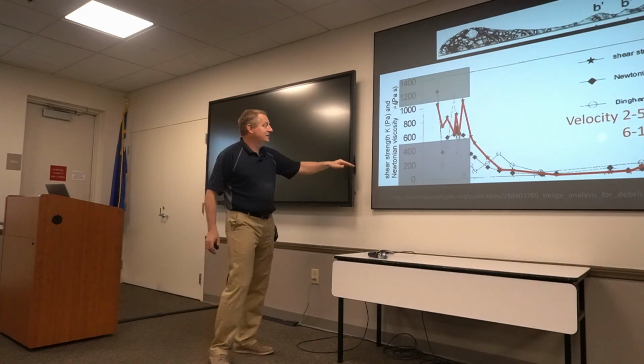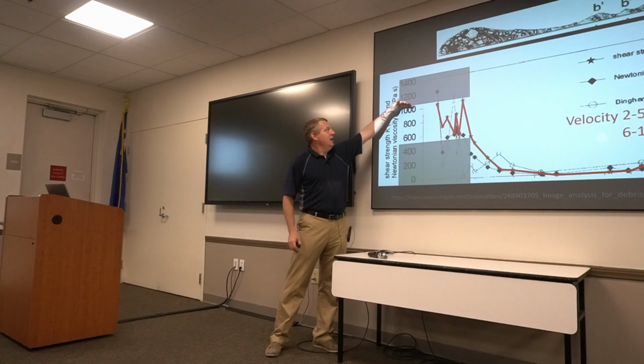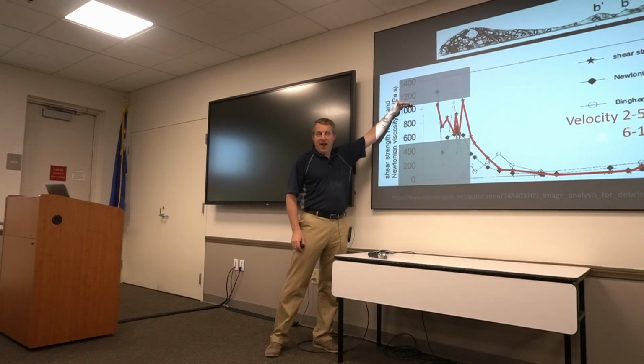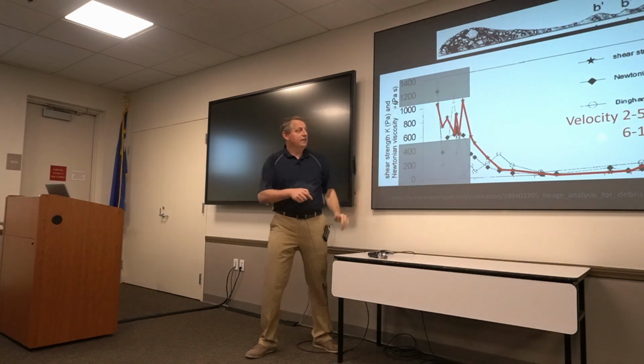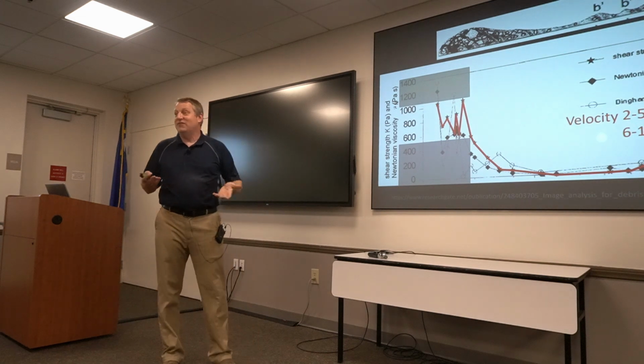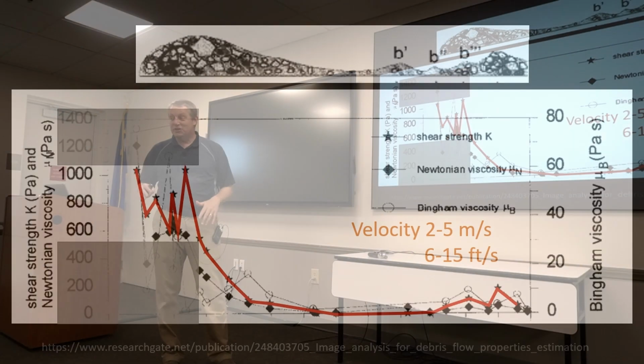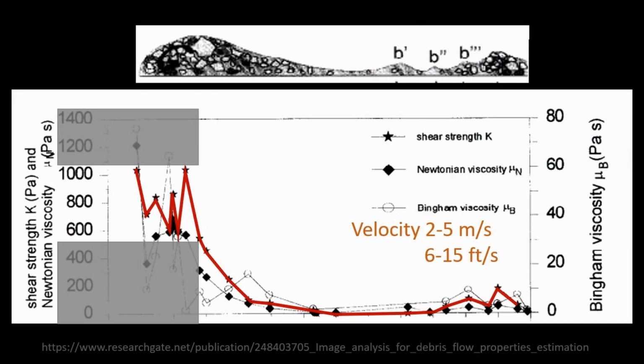You can see that they measured between 500 and about 1100 Pascals in the front of that. And this debris flow, this is the only one we actually have the velocity for. It's like 2 to 5 meters per second, which doesn't seem like a lot until you realize we're in SI, right? So that's 6 to 15 feet per second. Getting these up to 15 feet per second is not unusual.